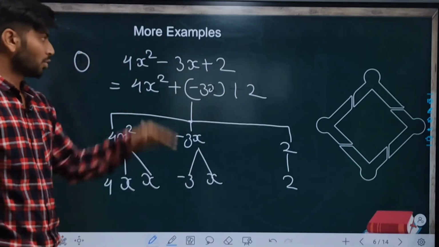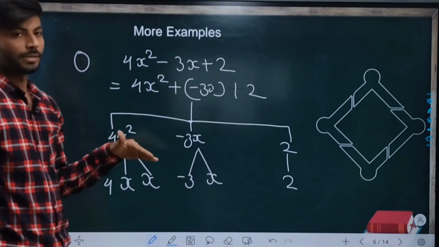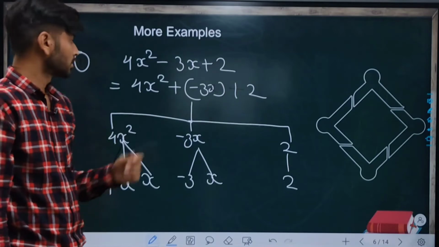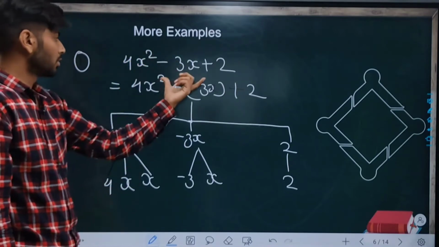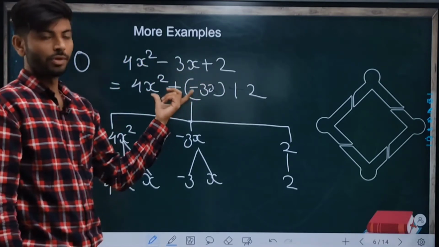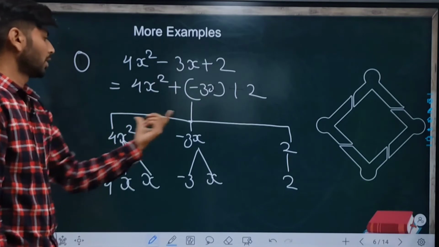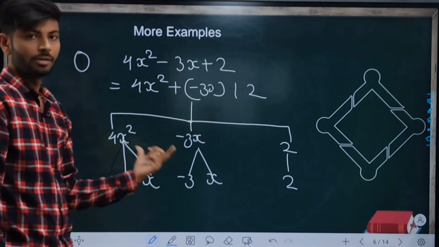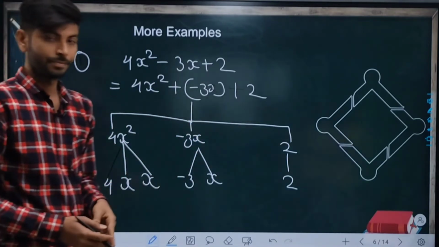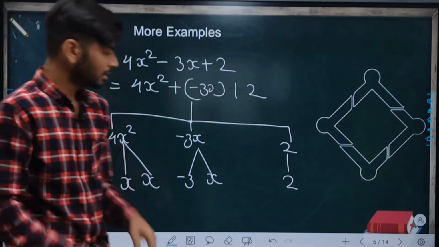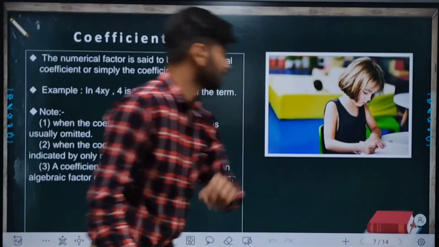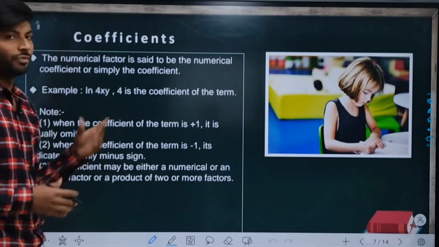So you can solve these types of examples from the exercise. The expression is given. From the expression we have to write the terms, and from the terms we will write the factors. Now let's see the next topic, coefficients.